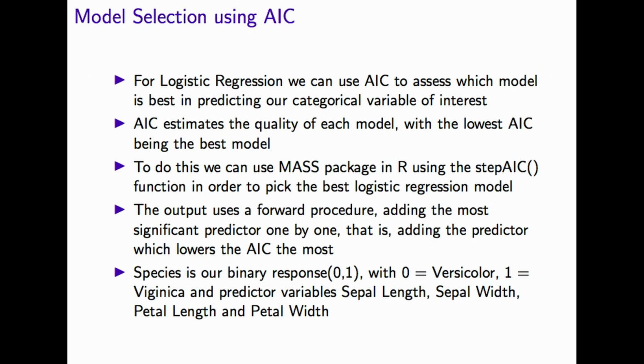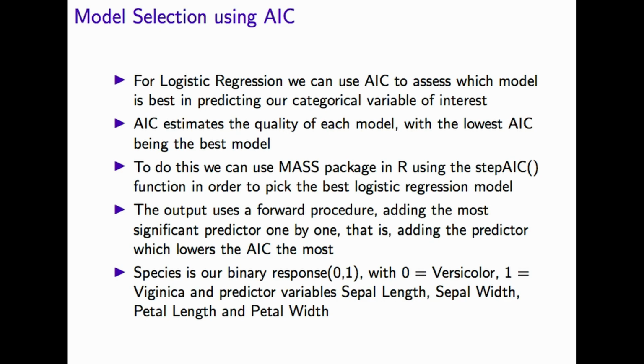Now we will be moving on to the model selection using AIC. For logistic regression, we can use AIC to assess which model is best in predicting our categorical variable of interest. AIC estimates the quality of each model, with the lowest AIC being the best model. To do this, we can use the MASS package in R using the stepAIC function in order to pick the best logistic regression model. The output uses a forward procedure, adding the most significant predictor one by one. That is, adding the predictor which lowers the AIC the most.